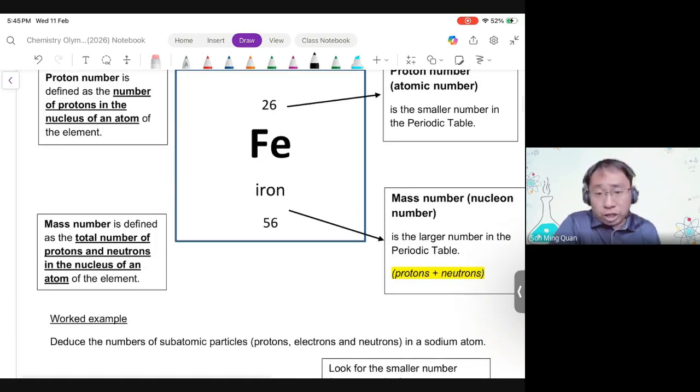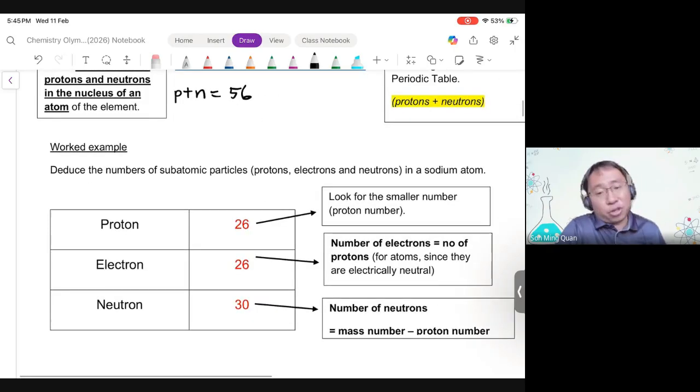Finally, what is the larger number for the element? The larger number is the mass number or the nucleon number. The mass number is defined as the total number of protons and neutrons in the nucleus of an atom of the element. So P plus N equals 56 in this case. Since iron has 26 protons, that means it has 30 neutrons. We take the bigger minus the smaller. This one you learned in Sec 1. You may have just memorized it, but let's learn to appreciate the definitions a lot more.